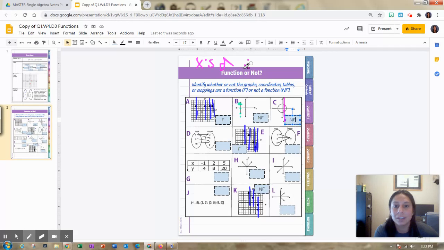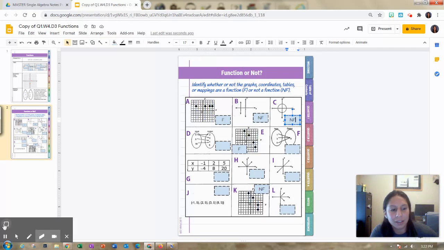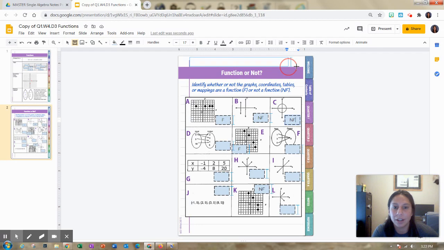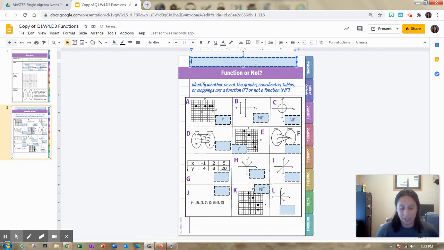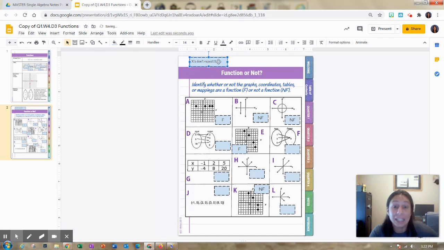And you can go ahead and type that in. Oh, that looks really ugly. So let me just go ahead and type it in. So I'm going to show you what that would look like if we were wanting to type that in. If we were to type it in, you were just going to grab a text box right here, insert it, and I'm going to put in "x's don't repeat." Okay, what that means is you want each x value to be unique or different.